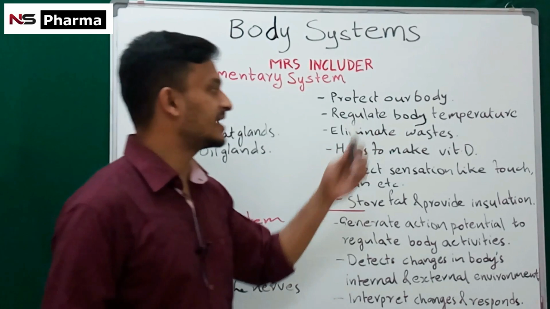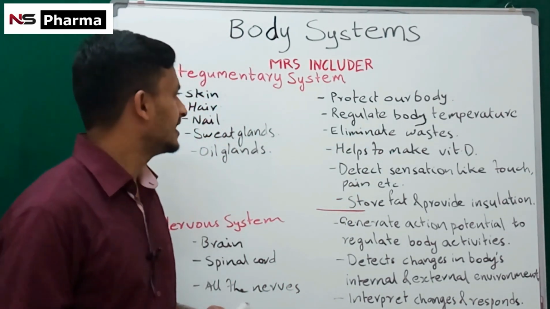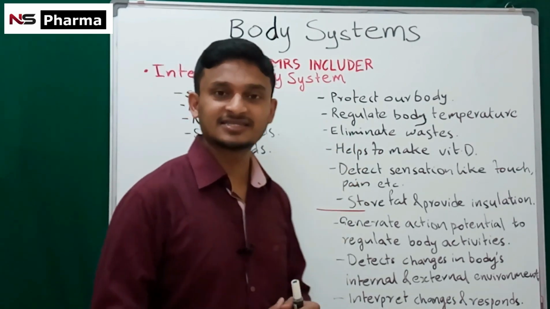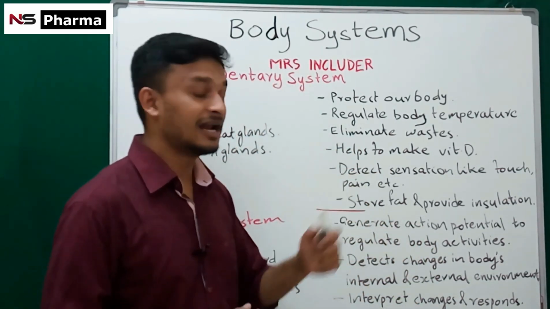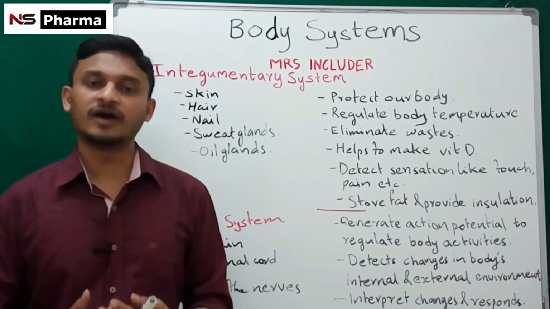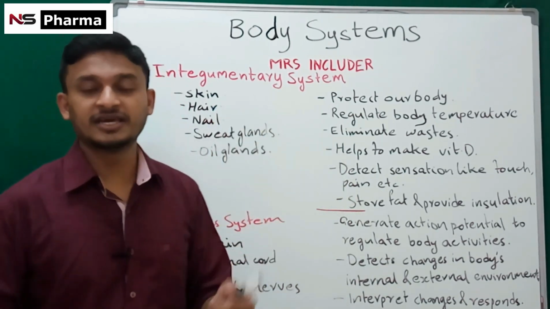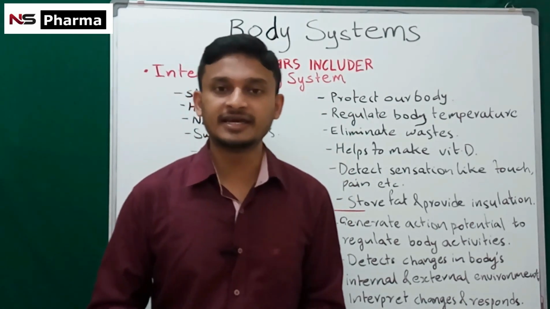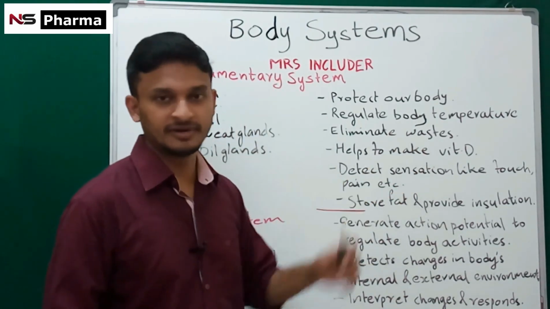Another one is, it regulates body temperature. Next one, it eliminates waste. Next one, it helps to make vitamin D. That is, skin will produce vitamin D in the presence of sunlight. So it helps to make vitamin D.